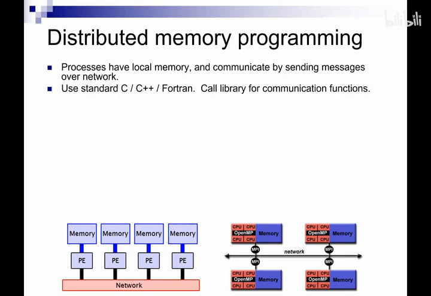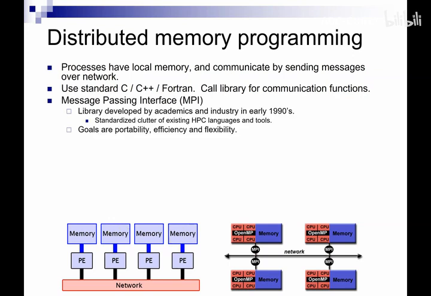The language we're going to use is just standard C or C++ or Fortran. These languages don't actually support distributed memory operations, and therefore, to do these operations, we're going to use a library for distributed memory communication. There are a number of different libraries one can use, but the most standard one, the one used by far the most, is called MPI, which stands for Message Passing Interface.